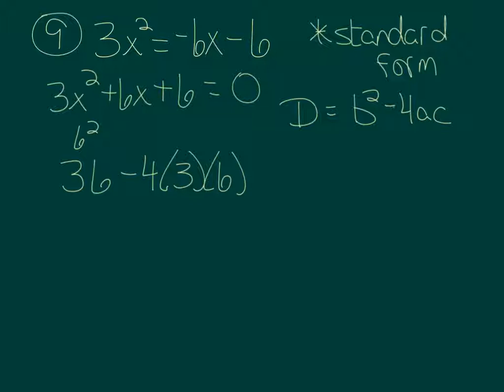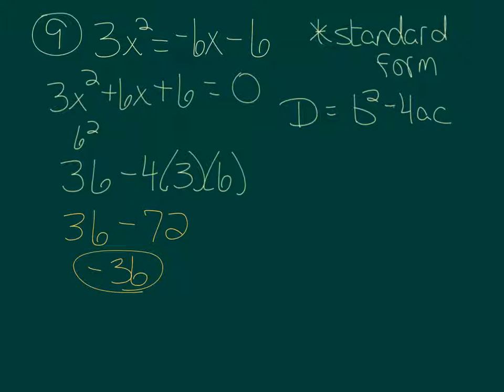Now we're going to just work that out, a little bit of order of operations. 36 minus 12 times 6, I believe, is 72. Let me double check. It is. 36 minus 72 is negative 36. So this is the value of the discriminant.